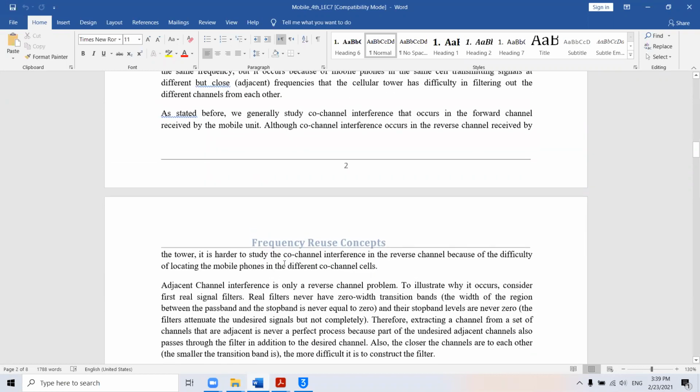Now, please look at these two lines. Previously, when we studied the interference effect on the mobile unit, we had a fixed distance. Now, if you are going to study the co-channel interference for a reverse channel, I mean to the towers, it will be very difficult. Why? The locations of mobiles are not determined. So the effect of the co-channel on the reverse channel will be very difficult.